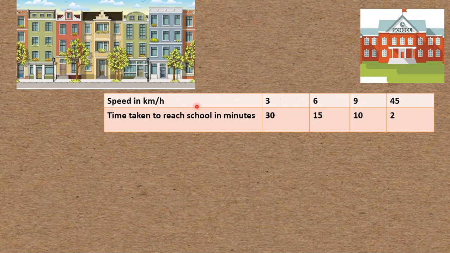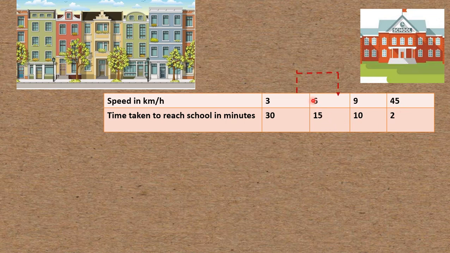And when we form a table, we get speed is 3 km per hour, time is 30 minutes. Speed is 6 km per hour, time is 15 minutes. Speed is 9 km per hour, time is 10 minutes. And speed is 45 km per hour, time is 2 minutes here.